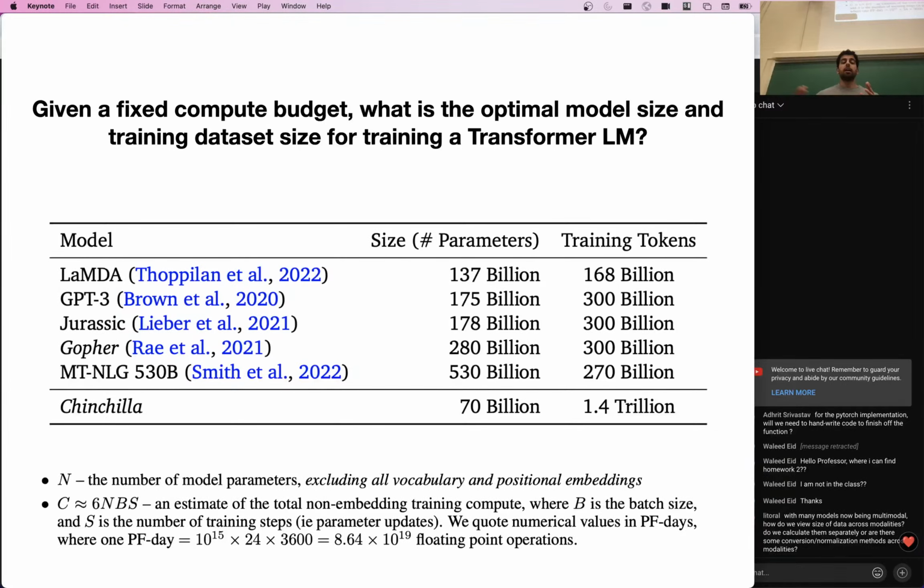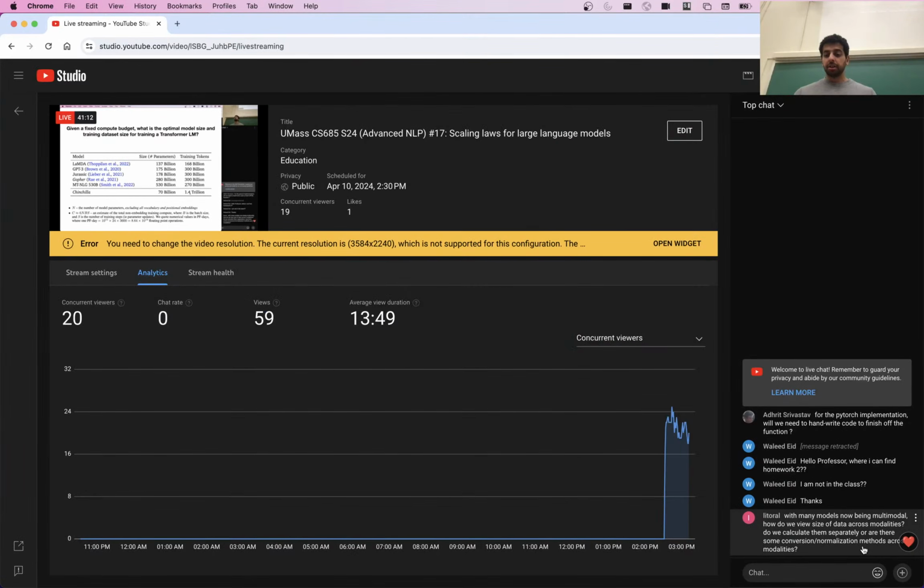Okay, there's a question here. With many models now being multimodal, how do we view size of data across modalities? Do we calculate them separately, or is there some conversion or normalization method? That's a really good question. I'm sure there are papers on multimodal scaling laws. I don't know what the conclusions are or how they address this problem. There are many ways of tokenizing images, so I would actually be curious about the answer to your question as well. But no, I don't actually know.